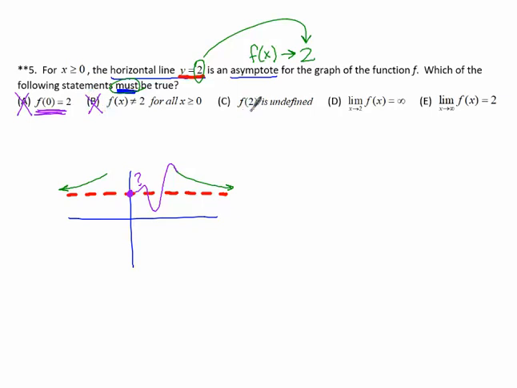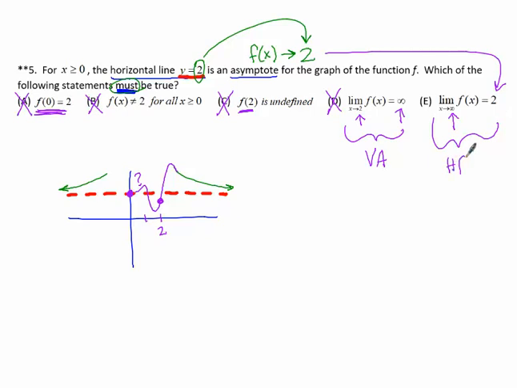Is it true that f of 2 is undefined? That means that at the x value 2, there is no function value. Well, if I draw the graph like this, there's a function value, so that's not a must either. Is it true that the limit as x approaches 2 equals infinity? Well, when x approaches a number and the limit is infinity, that gives us a vertical asymptote. And that's not what we're given here, so that's not true. Finally, the limit as x approaches infinity, notice that's a limit at infinity, for the function equals 2. And because the function is approaching 2, this is true. This is the connection we need to make to horizontal asymptotes. This must be true.